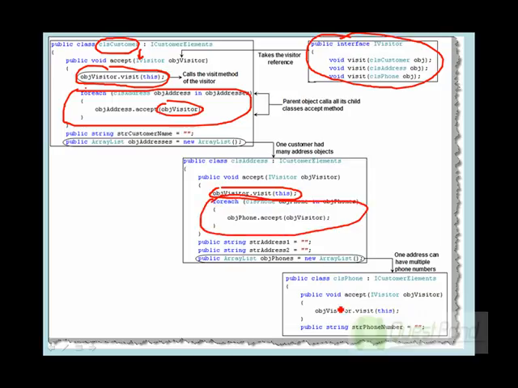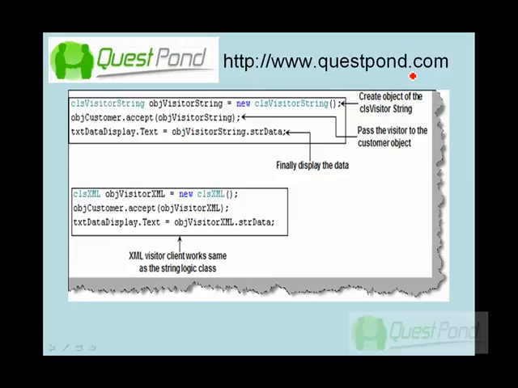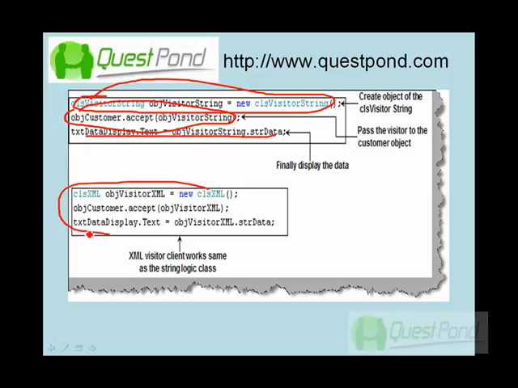The accept method of the phones runs and calls its visitors. So you can say that the whole class starts calling the visit method, and because the visit method is overloaded, they keep passing to the visit method, and the visit method parses and gives the output. If you see the client code now, I just create the visitor string, pass it to the customer and say that I want a string output, and you get a string output. If you want XML output, then you just create an object of the visitor XML, the CLS XML, pass it to the customer and say please display me an XML output.